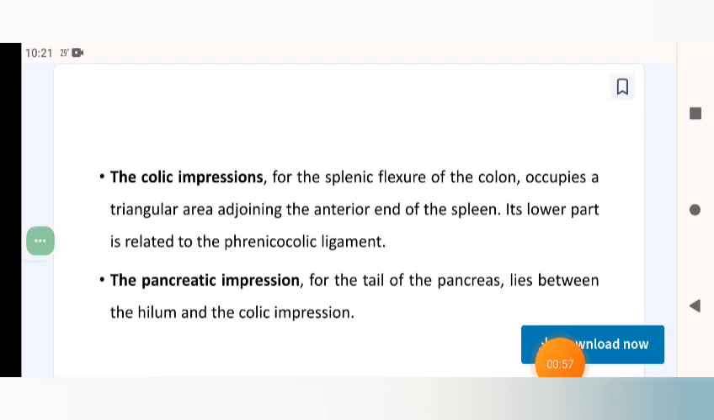The colic impression for the splenic flexure of the colon occupies a triangular area adjoining the anterior end of the spleen. Its lower part is related to the phrenico-colic ligament. The pancreatic impression for the tail of the pancreas lies between the hilum and the colic impression.